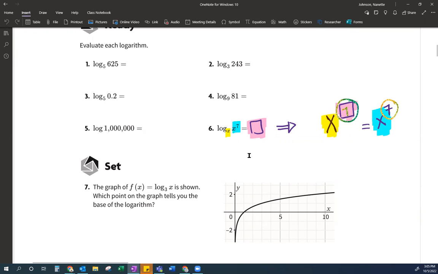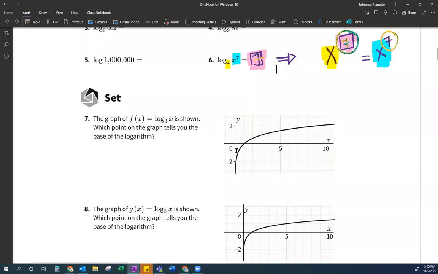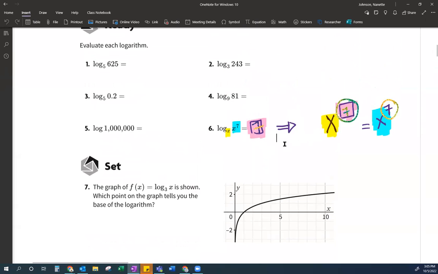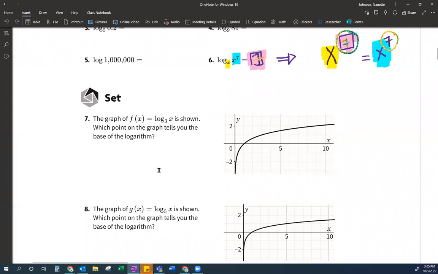Okay. The next problem they want me to do is number 7. The graph of f of x equals log base 3 of x is shown. Which point on the graph? Yeah, I know. Sometimes it's like, oh, Miss Johnson, what? That doesn't make sense. And then you see it and it totally clicks. This one sounds really funny, but it'll make sense to you. It says which point on the graph tells you the base of the logarithm.